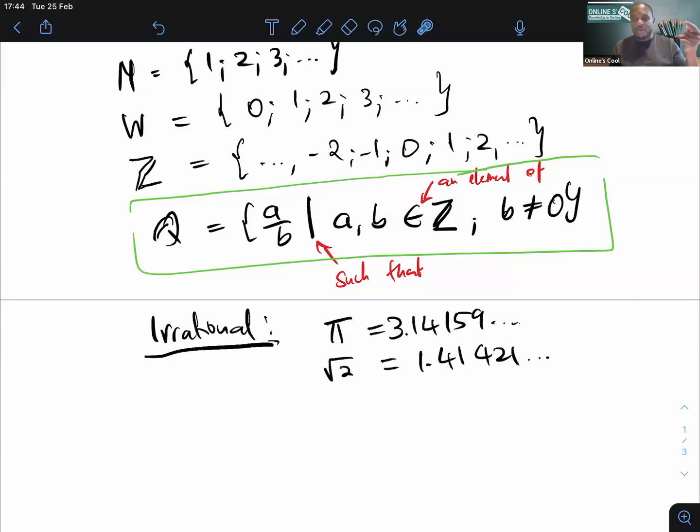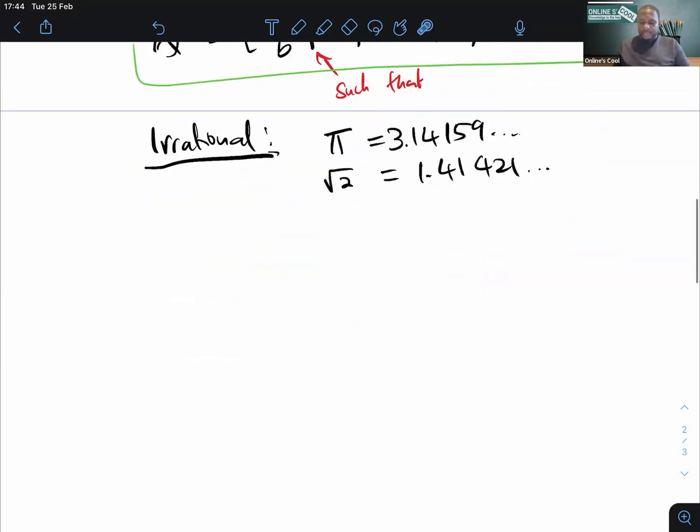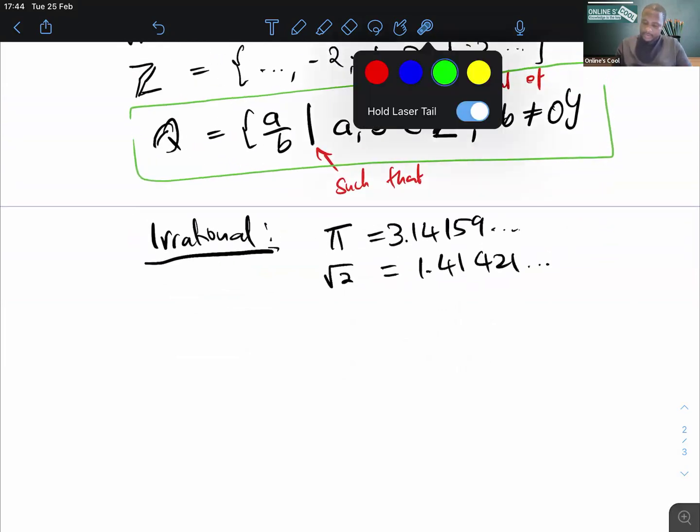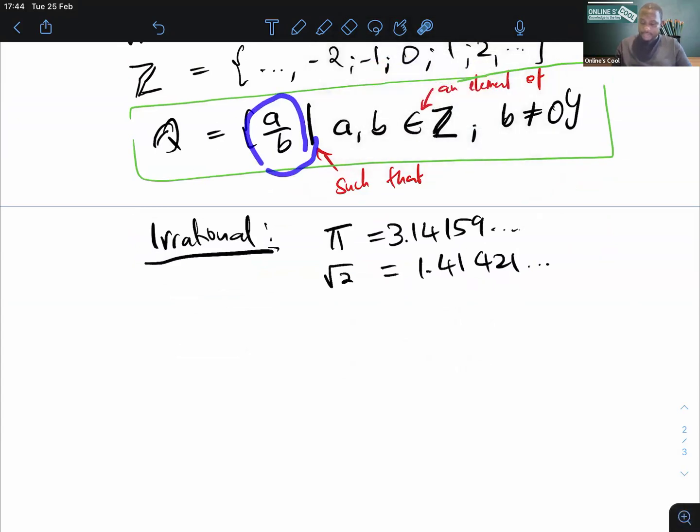Unlike other numbers like 1/2, which is 0.5. But if you think about 1/9, which is 0.11111, you always know the next number is 1, no matter how many decimals you have. All right. So this is also called a fraction. So what is a fraction? A fraction is a rational number written as a ratio, so as A over B, where A and B are integers.